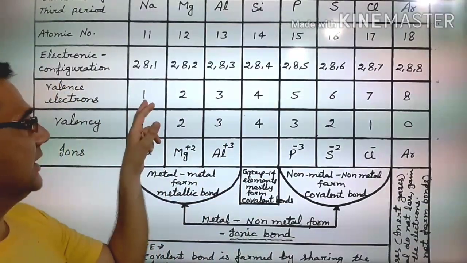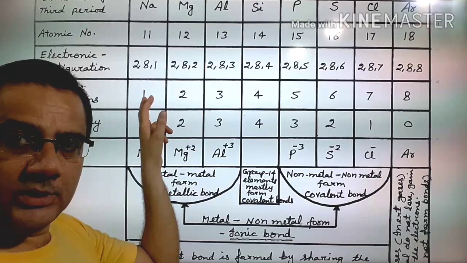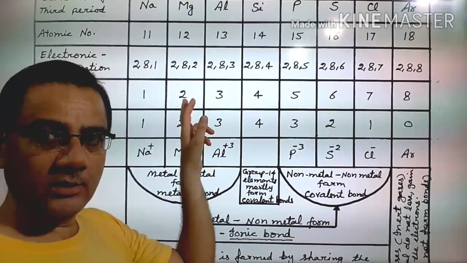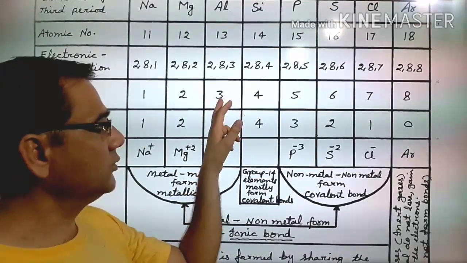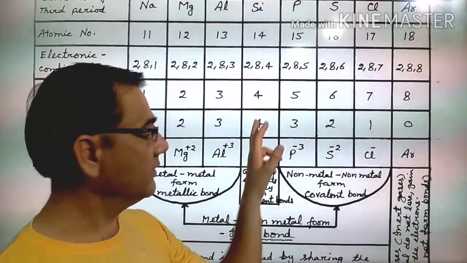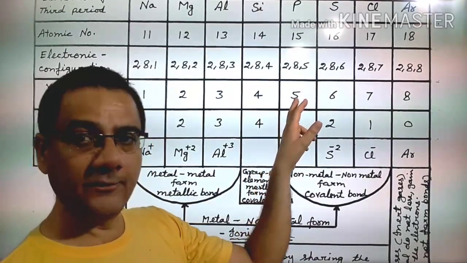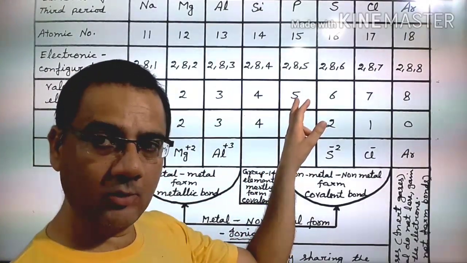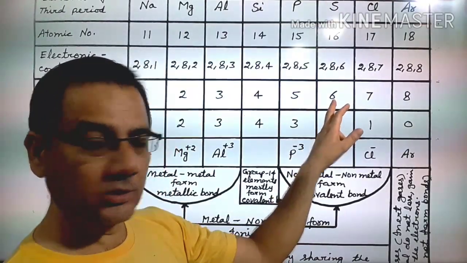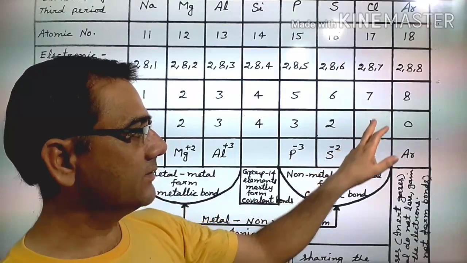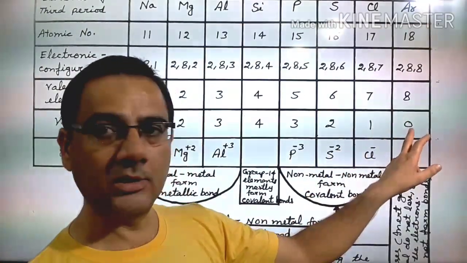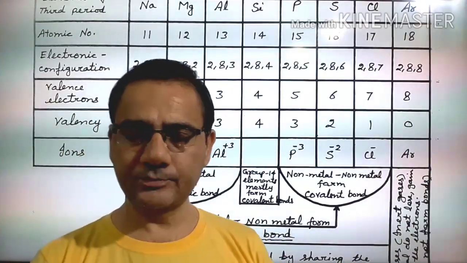So this has 1 electron in the outermost shell, this always loses 1 electron, valency 1. This always loses 2 electrons, valency 2. This always loses 3 electrons, valency 3. This shares 4 electrons, so valency 4. Now this is 5. It gains electrons, how many? 3, so valency 3. This gains 2 electrons, valency 2. This gains 1 electron, valency 1. This neither loses, gains nor shares electrons, so we say valency 0.